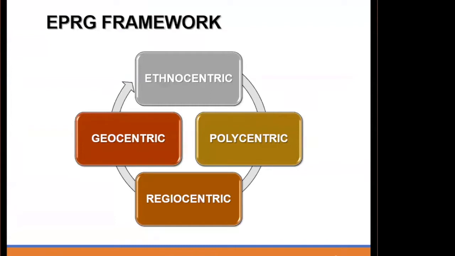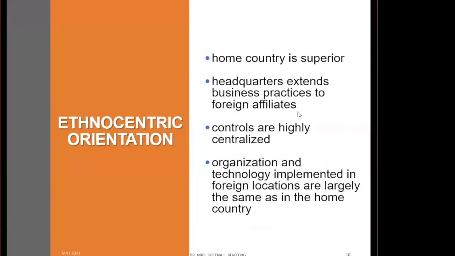geocentric. So at any point in time, the beliefs of a home organization which influence their responses to global market opportunities can be categorized within one or more of these dimensions that we are identifying in terms of the EPRG framework. Now we are going to take each of these one after the other, and then we will break them down. Now, in terms of ethnocentric orientation, when we say a home organization has an ethnocentric orientation, the first thing it means is that they believe the home country is superior.